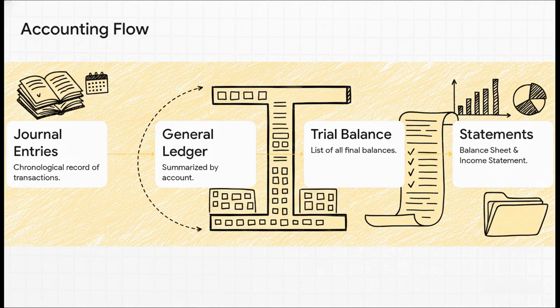Step 1, journal entries, which is the chronological record we just practiced. Step 2, the general ledger, where they are summarized by account. Step 3, the trial balance, which is a master list of all those final balances. And Step 4, the financial statements, like the balance sheet and income statement. On an exam, you might very well be asked to order these exact steps, so keep this flow in mind.